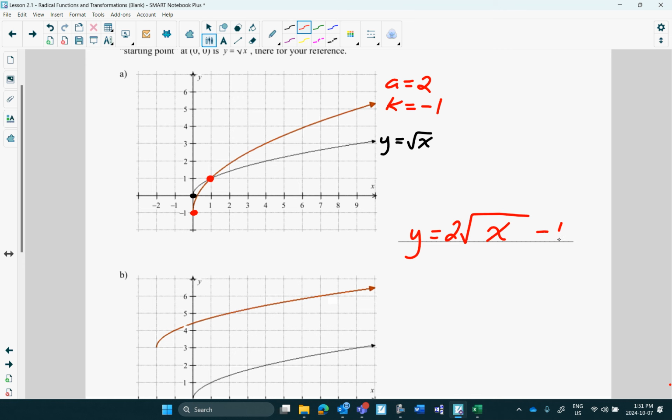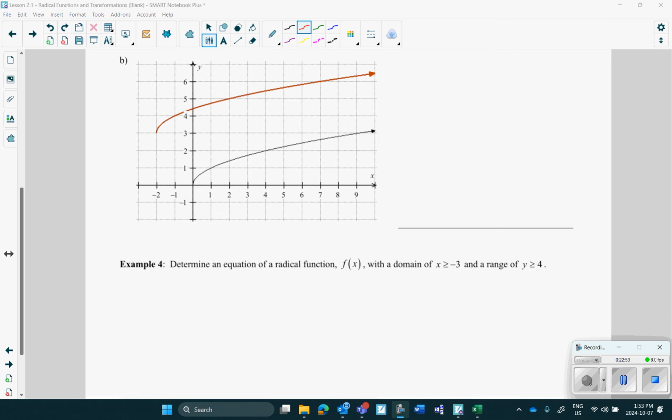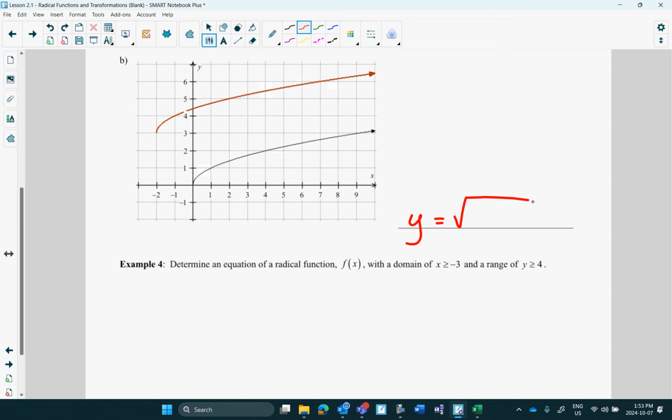Try the last one. Did we get it? Y equals root x plus 2 plus 3. It only shifted. No flips, no stretches, because if you look at the shape of the two, it's the same. Okay?